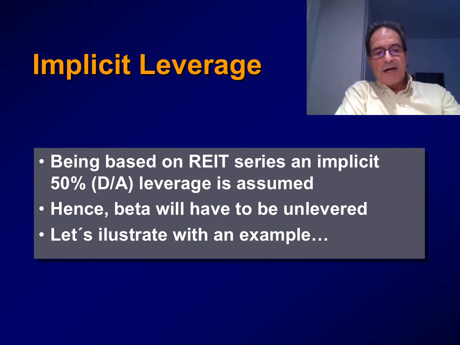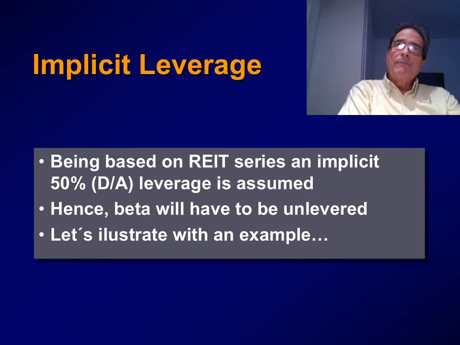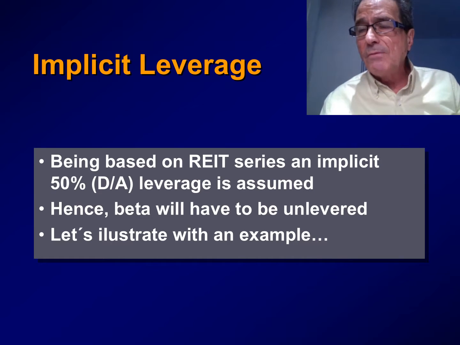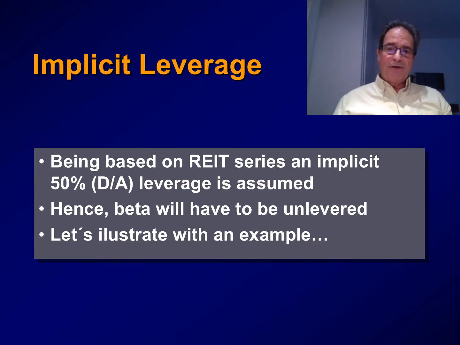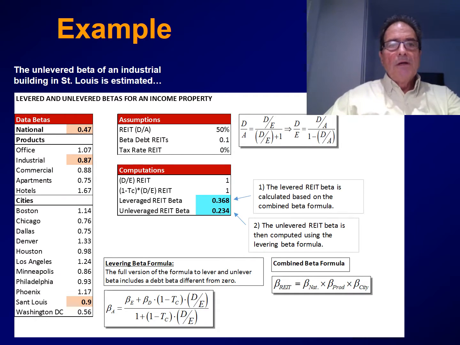Well, we know that REITs are leveraged, and we know also that the average level of the leverage of REITs is 50% in terms of debt over assets or loan to value. In consequence, beta will have to be unlevered. If we calculate beta using the formula that we showed before, this is a levered beta. So in order to be applied to a particular income property, it will have to be first unlevered. Let's illustrate with an example. We will compute the unlevered beta of an industrial building in the city of San Luis.